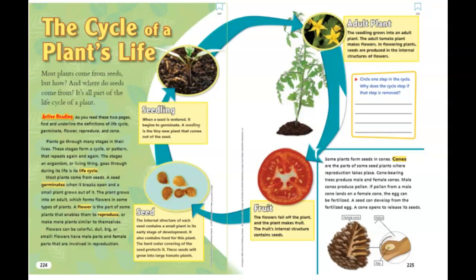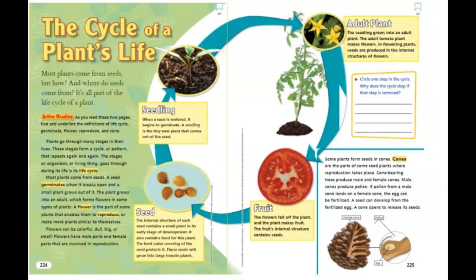A flower is the part of some plants that enables them to reproduce or make more plants similar to themselves. Flowers can be colorful, dull, big, or small. Flowers have male parts and female parts that are involved in reproduction. Some plants form seeds in cones. Cones are the parts of some seed plants where reproduction takes place.